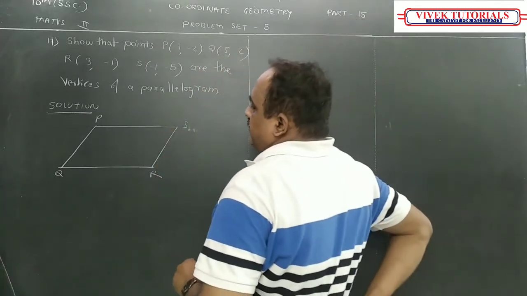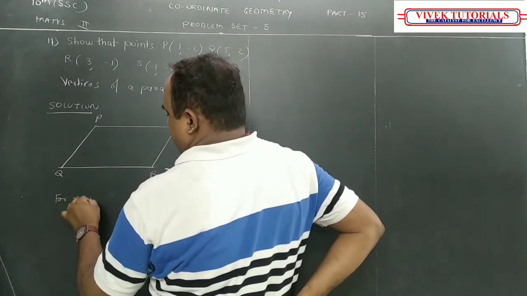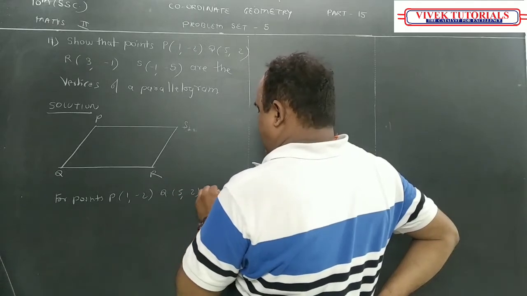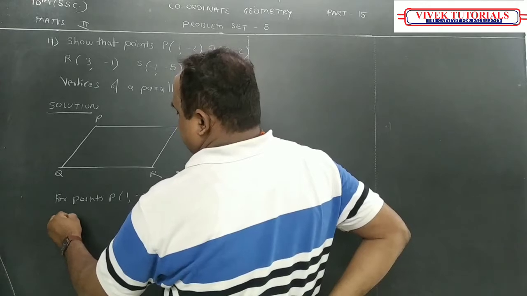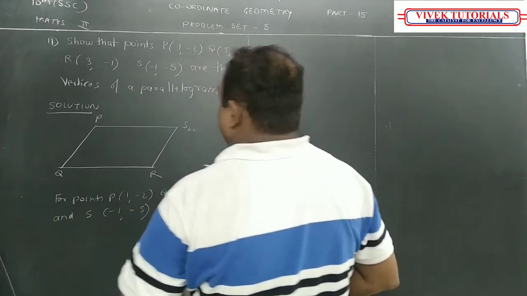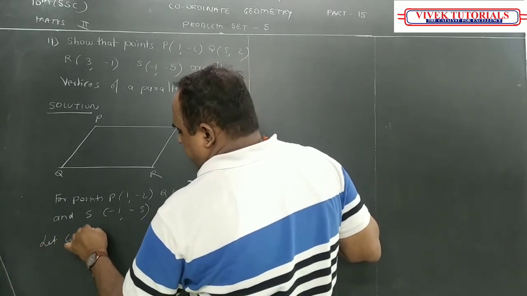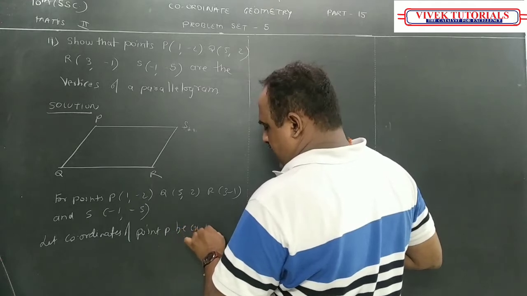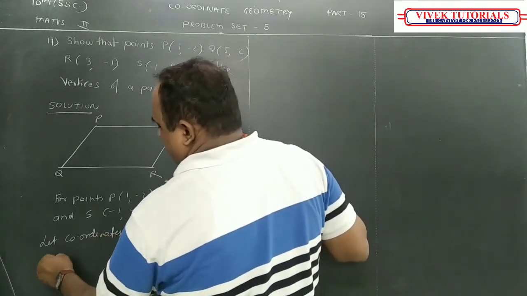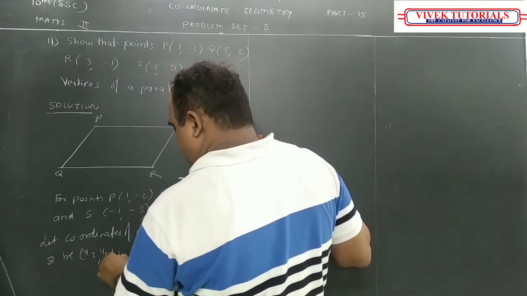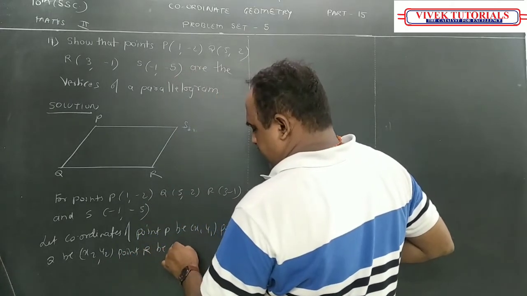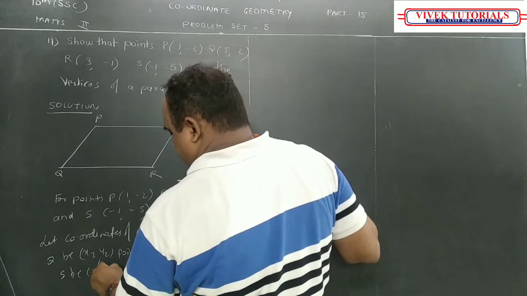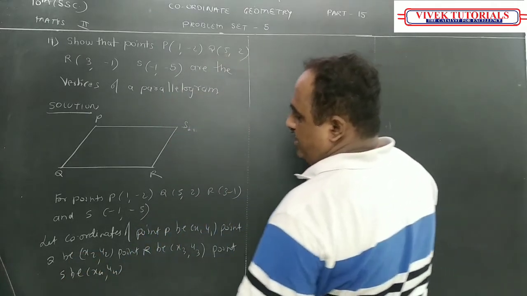So for points P (1, minus 2), Q (5, 2), R (3, minus 1) and S (minus 1, minus 5), let the coordinates of point P be (x1, y1), point Q be (x2, y2), point R be (x3, y3), and point S be (x4, y4).